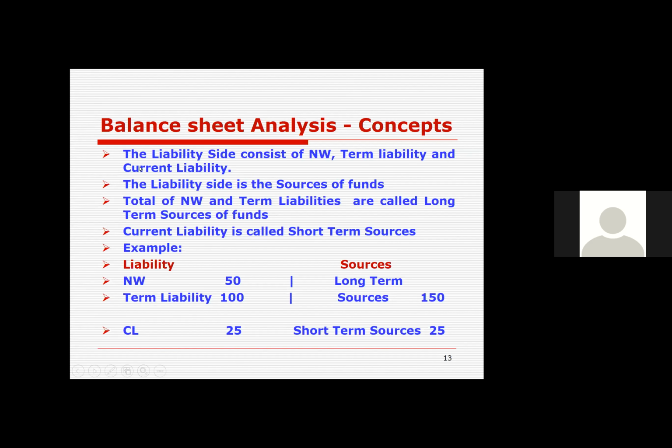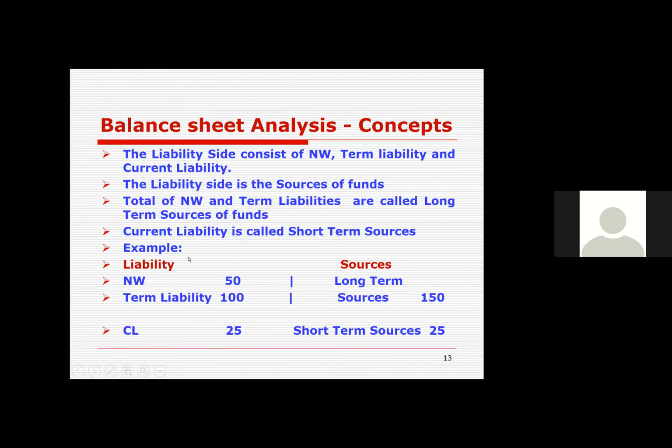The liability side consists of net worth, term liability, and current liability. The liability side is a source of funds. So I told you, liability side consists of net worth, then term liability and current liability. Net worth plus term liability is called long-term sources. Again, I repeat, net worth plus term liability, which is payable beyond 12 months, is called long-term sources of funds. Current liability is called short-term sources.